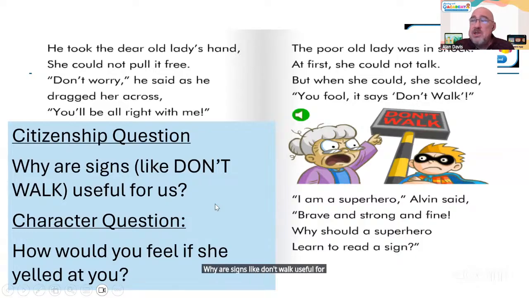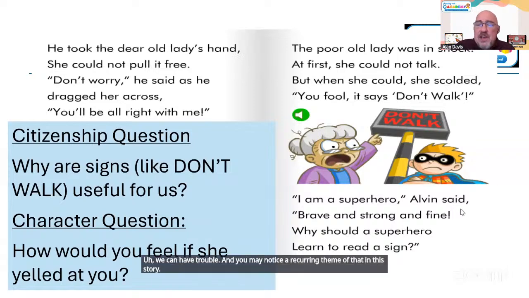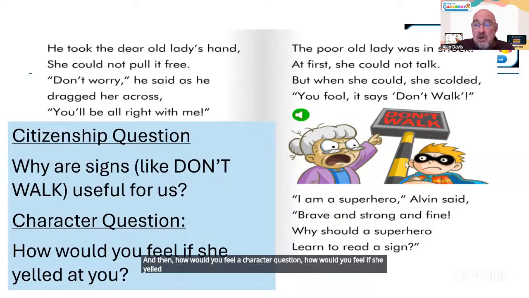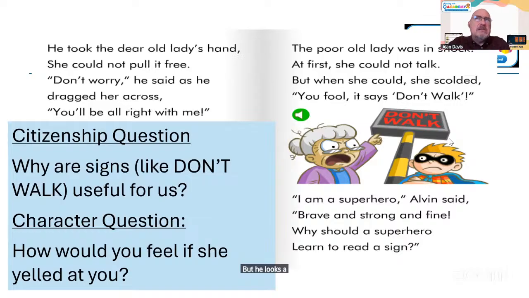So this one is asking about our impact with our environment, right? And we all know if we don't follow the signs, we can have trouble. And you may notice a recurring theme of that in this story. And then how would you feel, our character question, how would you feel if she yelled at you? Would you feel happy? No, probably not. But he looks a little defiant, right? Like, "Ugh."